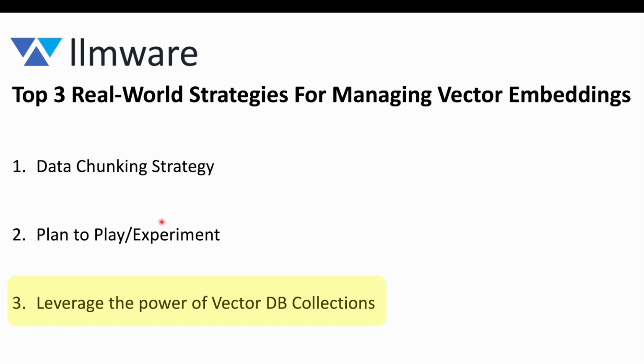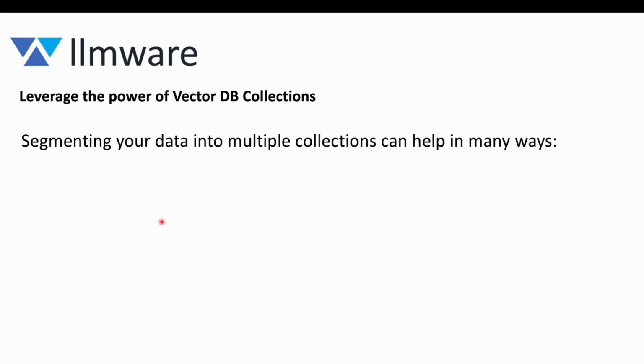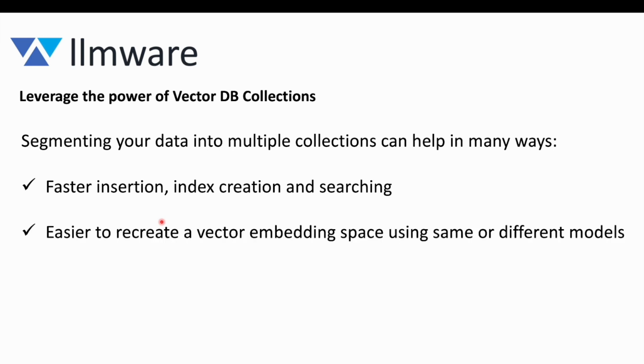So that leads us to strategy 3, which is really about not trying to shove too much into a single collection in a vector database. All the vector databases these days will have the ability to have multiple collections. And if you're able to segment your data, you're going to realize quite a few benefits. For example, you're going to get faster searching, indexing, and vector insertion. And that's because all of these things happen in the context of a collection.